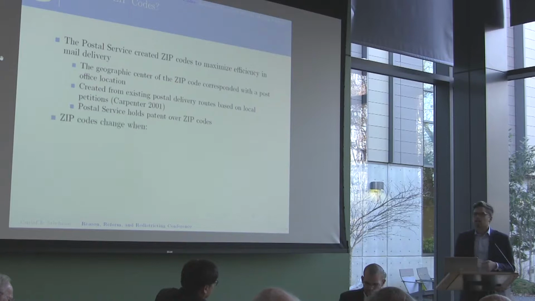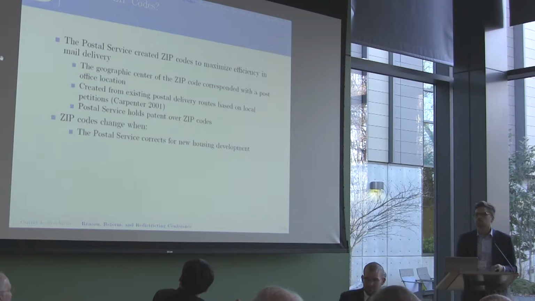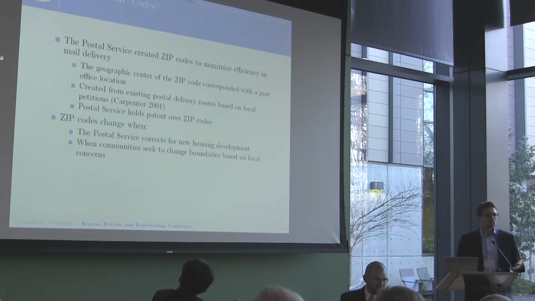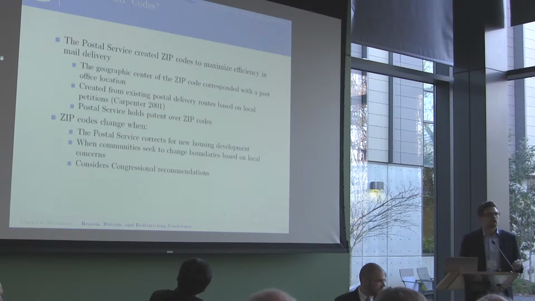But occasionally they do change. When they do change, it's the result of the Postal Service taking into account new housing developments. It's communities coming together and saying, this zip code doesn't reflect who we are, and we would like to see the boundary change. And occasionally, members of Congress will recommend boundary changes, usually around those same concerns constituents are bringing up: this zip code should be in my district, this boundary should go over here just a little bit.